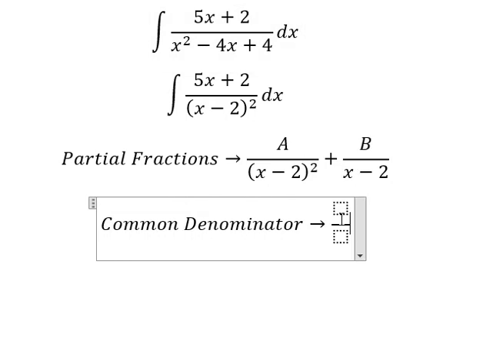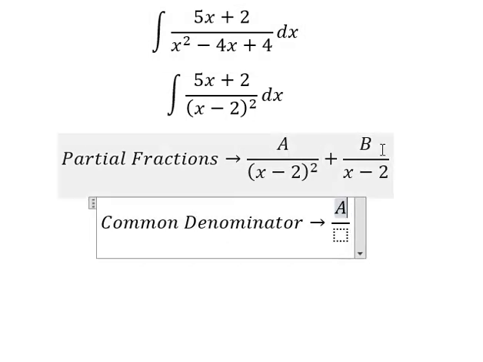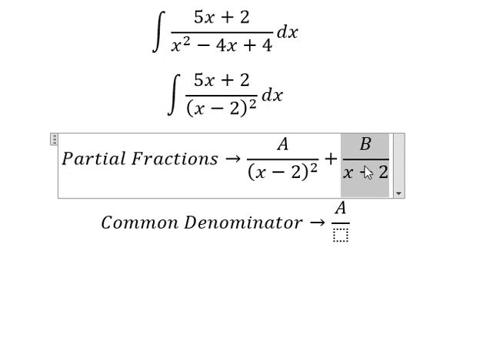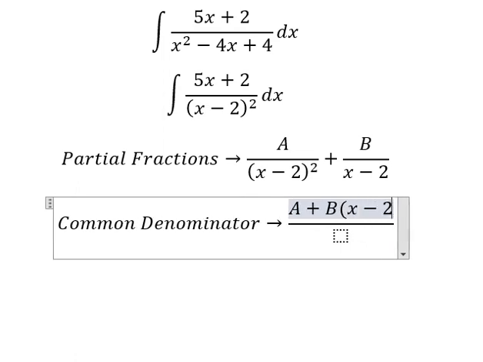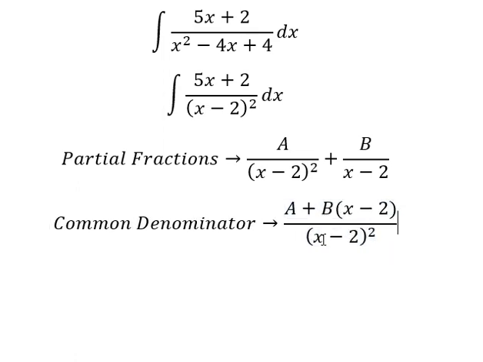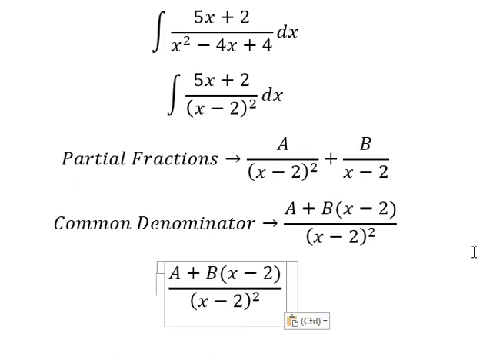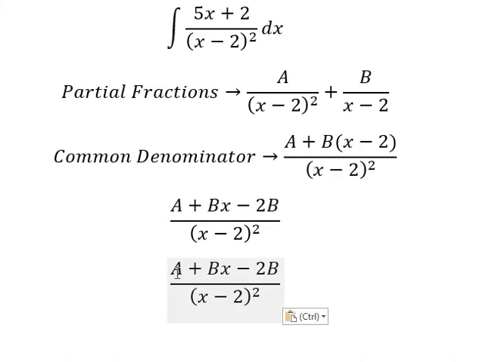So for this one we keep the same. This one is missing s minus 2, so capital B multiplied by s minus 2. Now we need to arrange based on the terms of s. So I will put a column here.